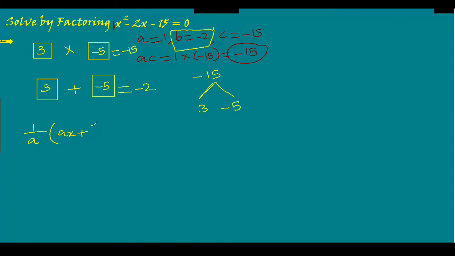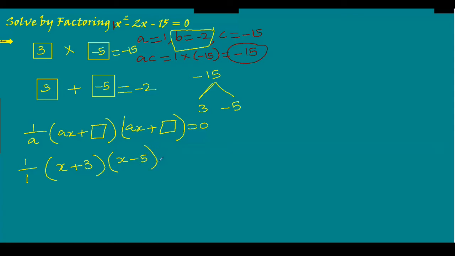Ax plus the first number times Ax plus the second number is equal to 0. What is A? A is 1. Now Ax is 1x. You can simply write it as x plus the first number, which is 3. In the same manner, Ax is simply 1x minus 5.